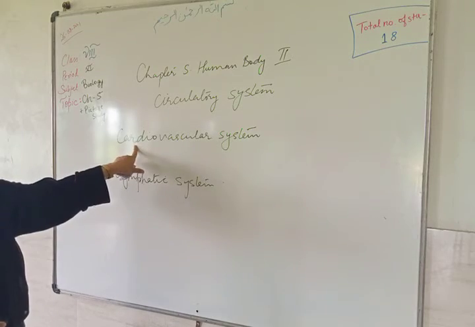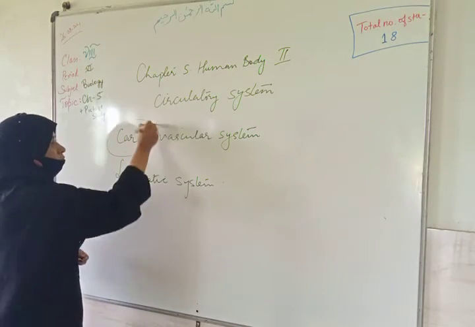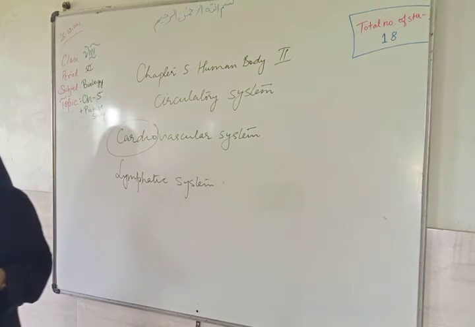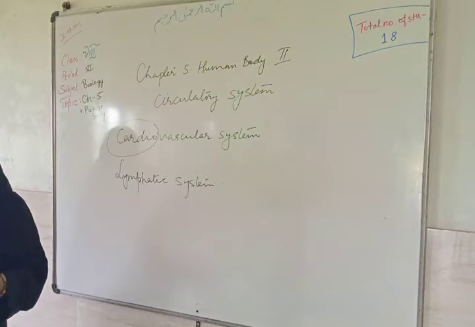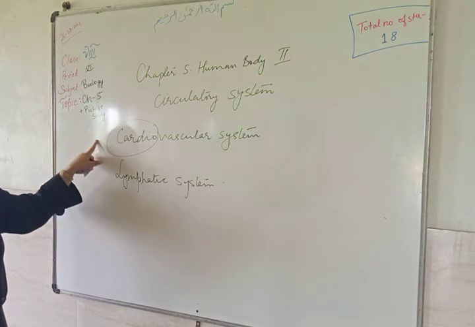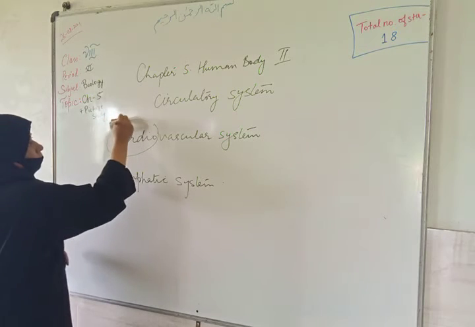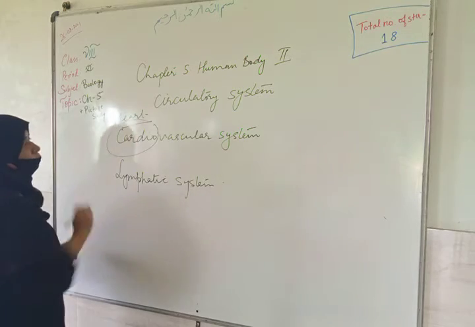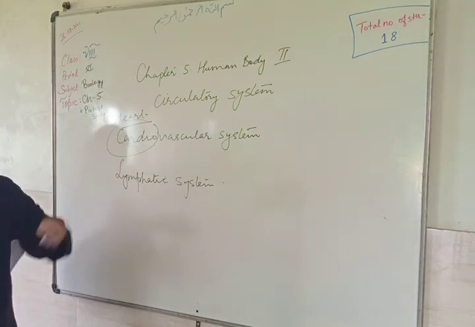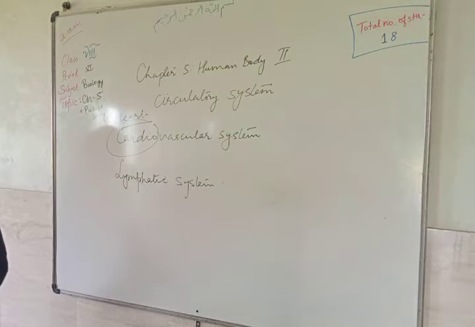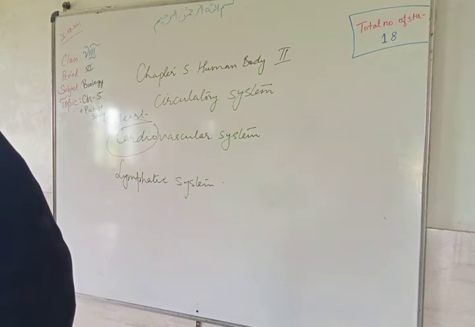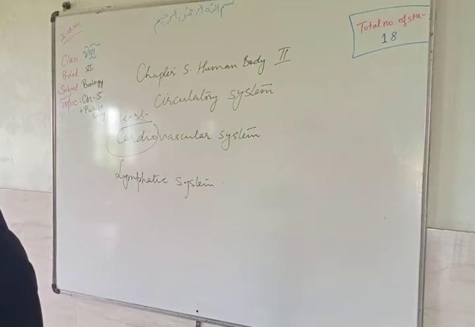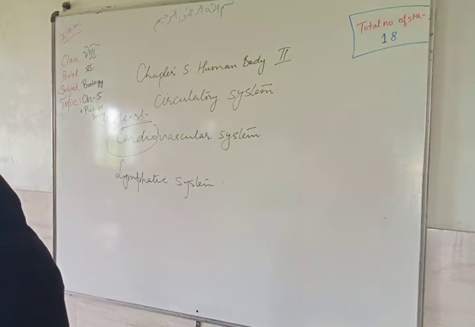Okay, cardiovascular: cardio is something related to the heart. I told you in 5th class, I taught you cardiac muscles at that time. These are specialized muscles present only in the human heart. So cardio means heart.